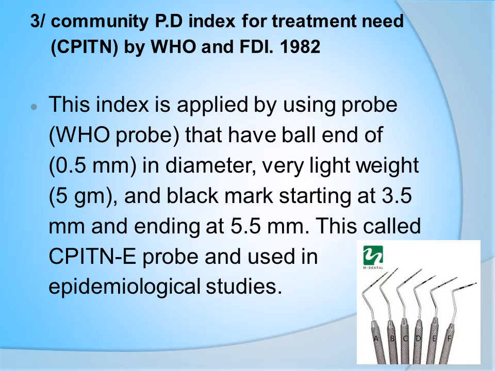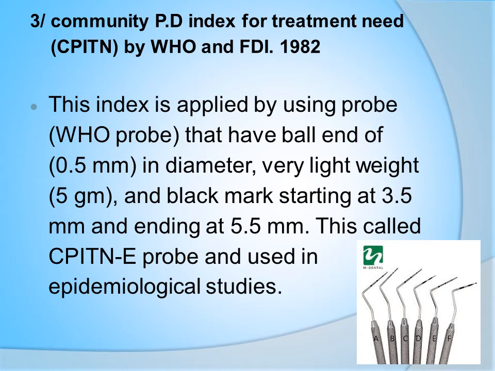The third one is the Community Periodontal Disease Index for treatment need, referred to as CPITN, which was invented by the WHO and FDI in 1982. In this index, we use the WHO probe. It's applied by using this probe on the sulcus of the tooth.